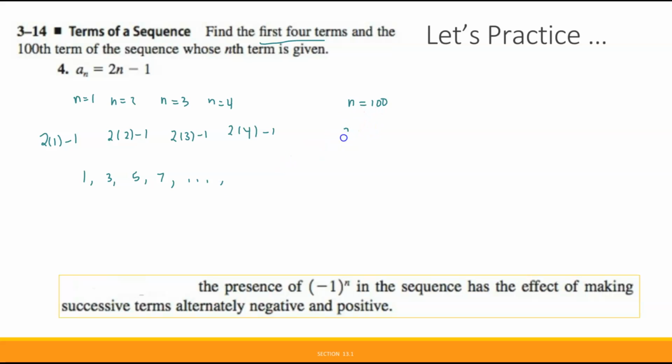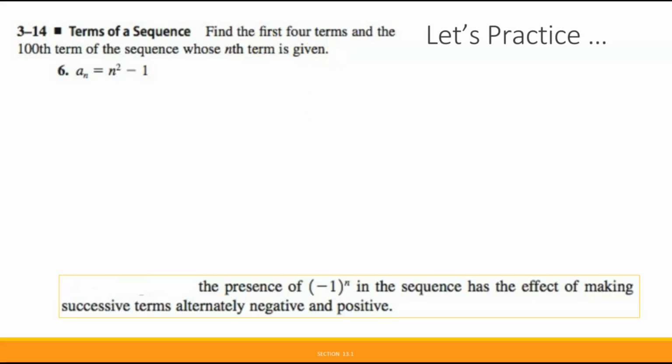When we're looking at the 100th term, 2 times 100 would be 200. 200 minus 1 would be 199. We could plug in 101, 102, 103. Again, this is going to continue on forever.